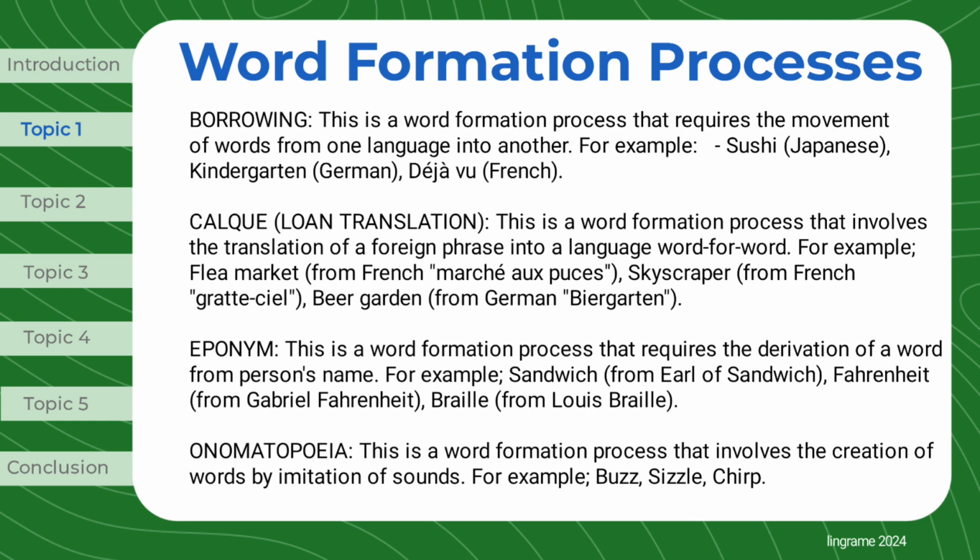Onomatopoeia. This is a word formation process that involves the creation of words by imitation of sounds. For example, buzz, sizzle, chirp.